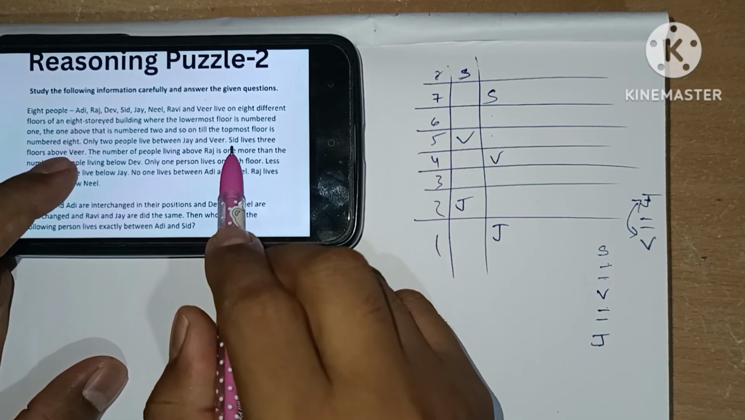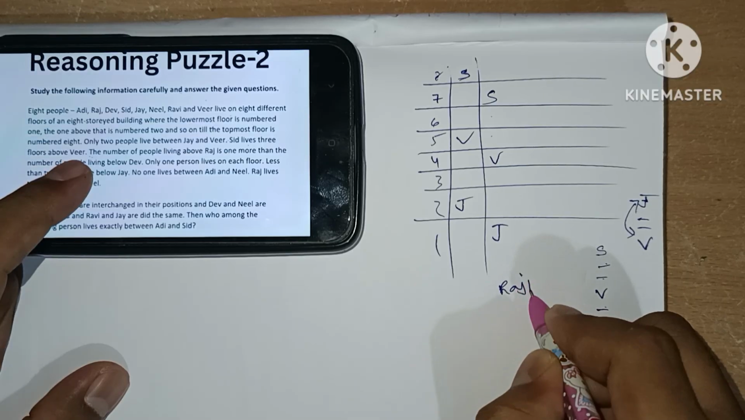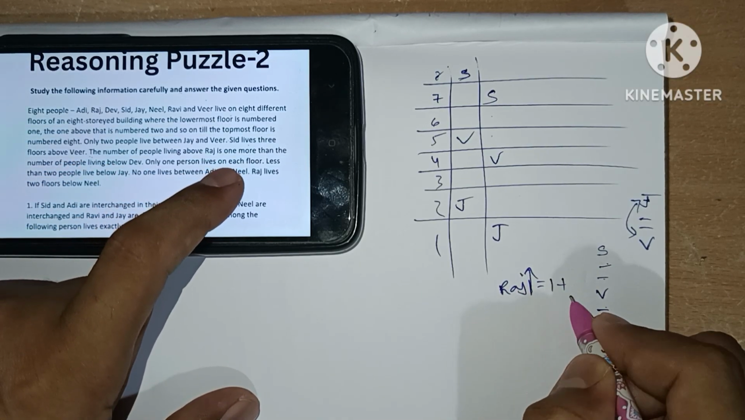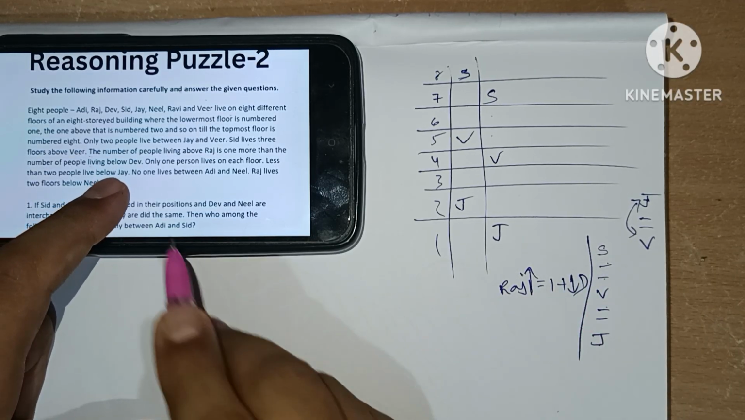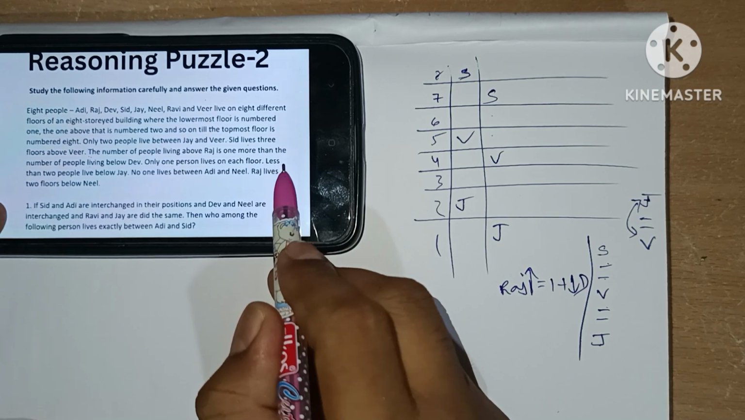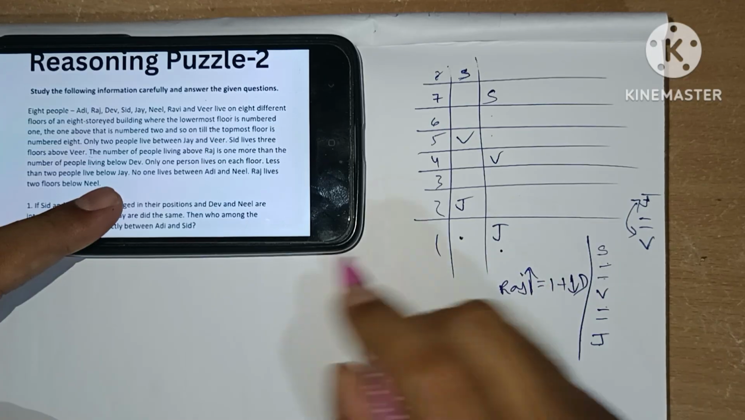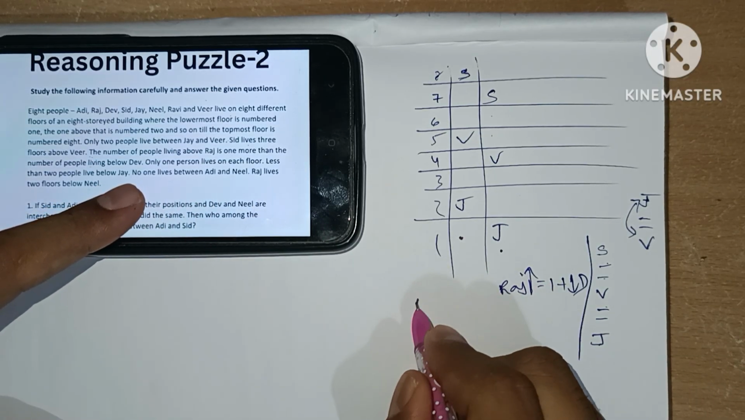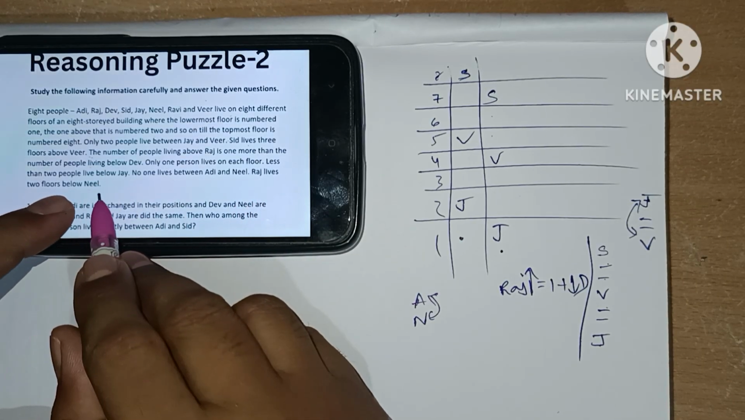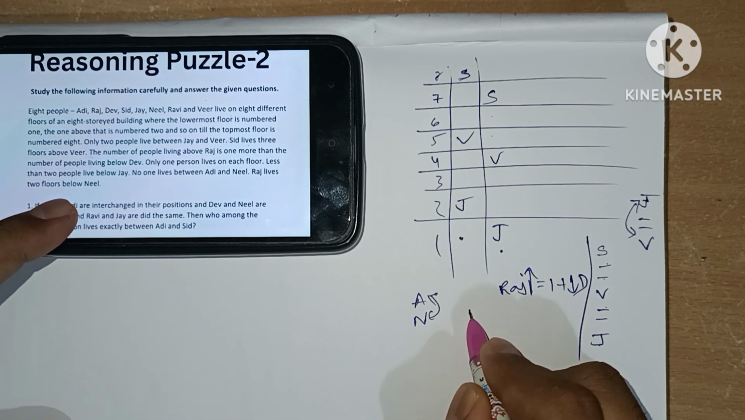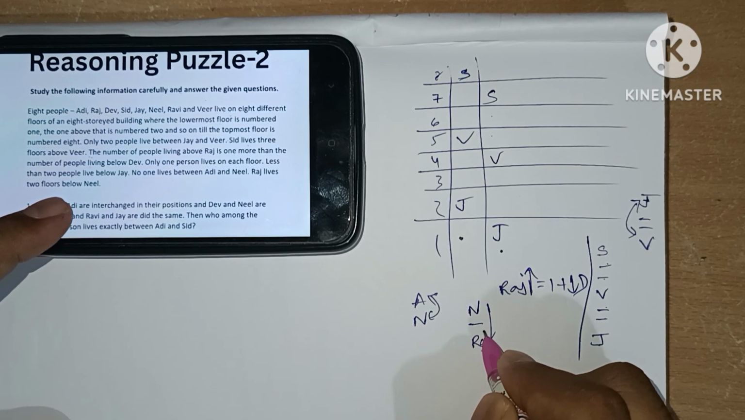Next one, Sid lives. Okay, this one is completed. The number of people living above Raj is one more than the number of people living below Dev. So it is one statement given. Okay, only one person lives on each floor. Less than 2 people live below J. Yes, it is true. No one lives between Adi and Neil. Adi and Neil are immediate persons. It means Raj lives 2 floors below Neil. Raj lives 2 floors below Neil means this one, Raj.